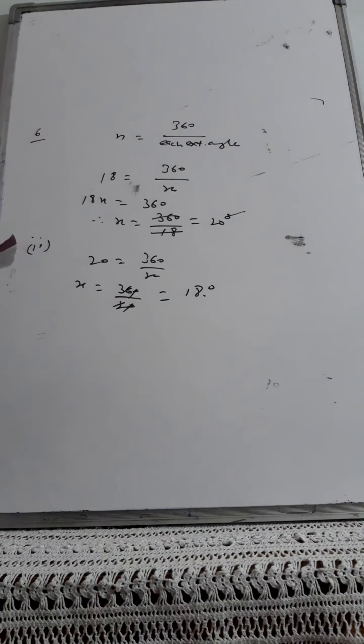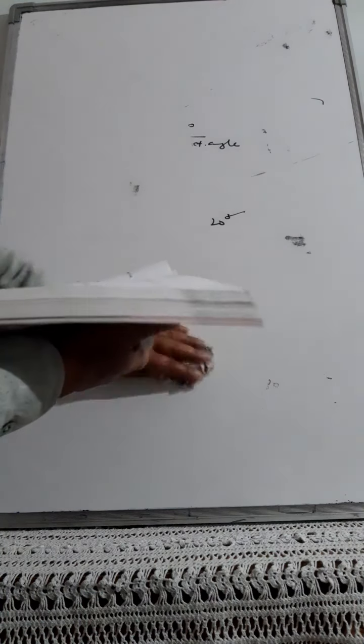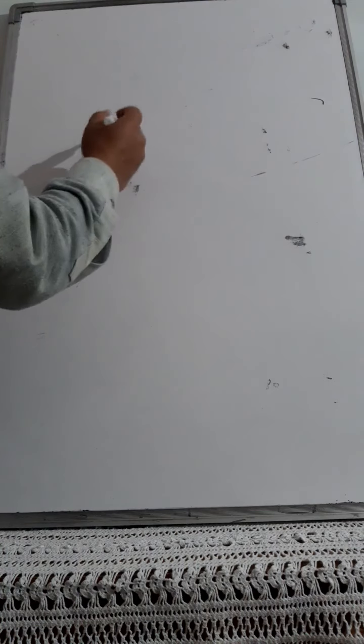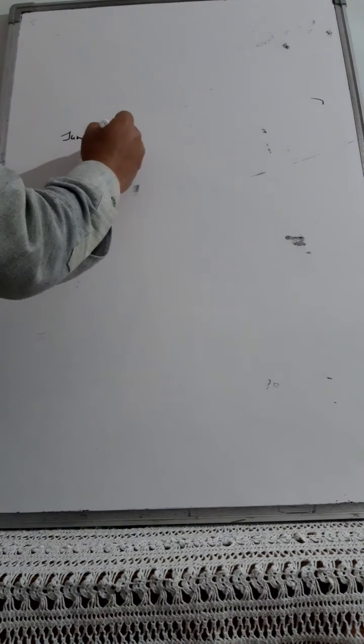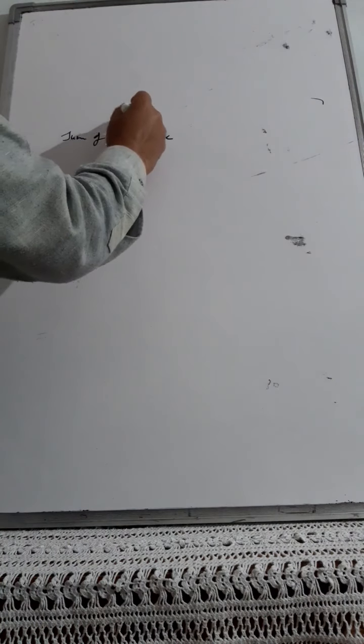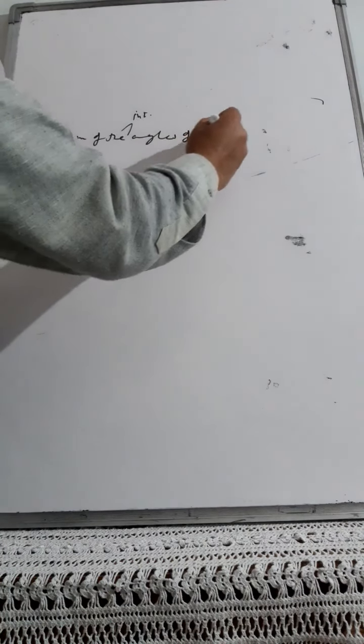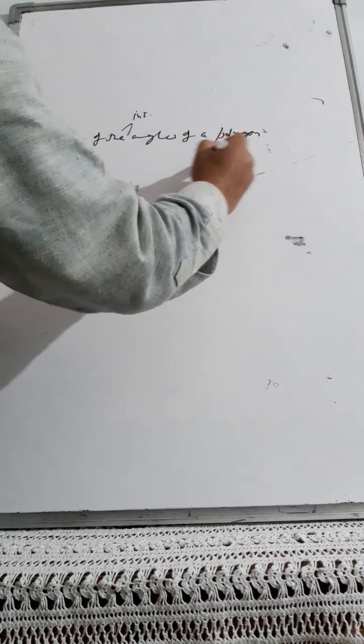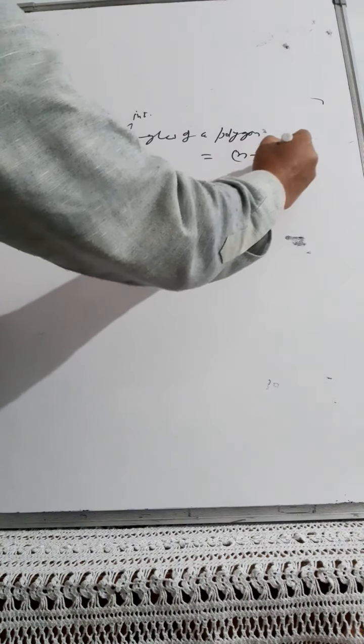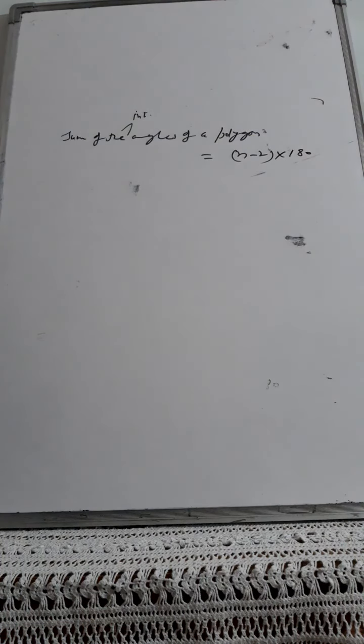7 and 8 I have done, and 9: each interior angle of a regular polygon is 140 degrees. Find the number of sides. Each interior angle, so you know each interior angle. Now here again, I know that the sum of the interior angles of a polygon is given by (n minus 2) into 180. Suppose I'm starting in that way.